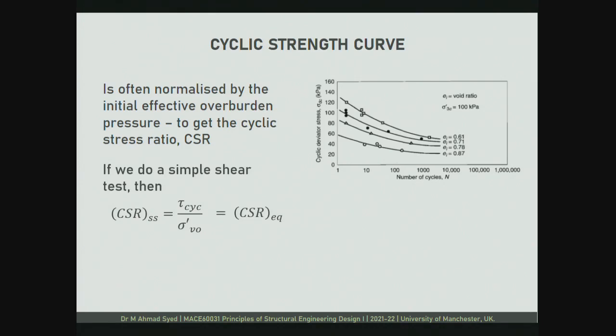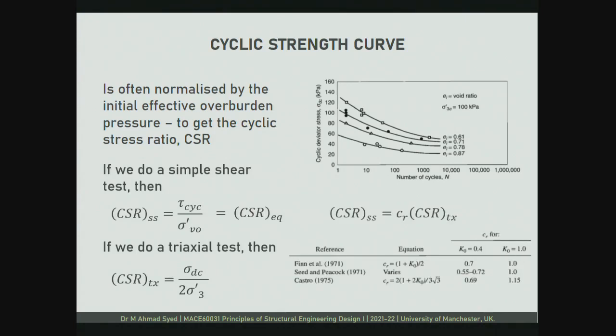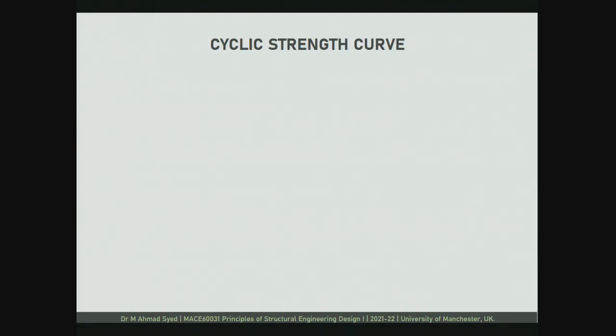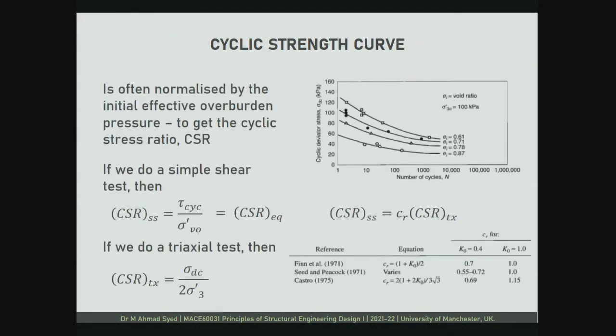Right? Now if you do a triaxial test, then CSR triaxial, where TX is for triaxial, is the ratio of sigma DC, which is the deviatoric stress or failure stress, over twice the confining pressure. With this we can also find a correlation between CSR SS and CSR TX, and we can apply a correction factor. This is an empirical relationship where people have applied a correction factor between the cyclic stress ratio that you achieve from a simple shear test and the one from a triaxial test. CR is a correction factor in these equations, already given by some researchers, and we can directly use these numbers to calculate CSR SS.